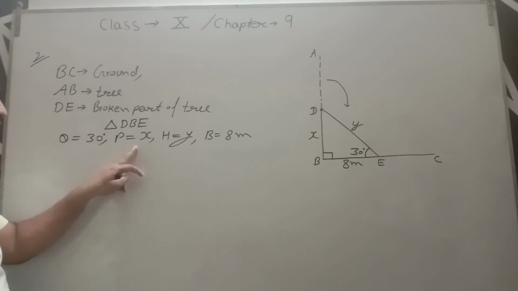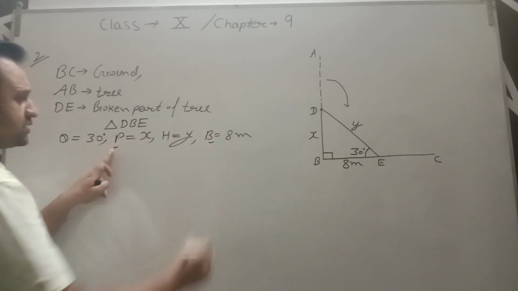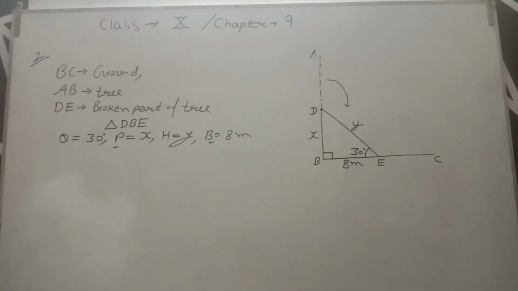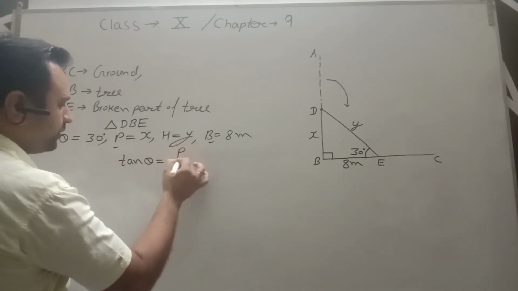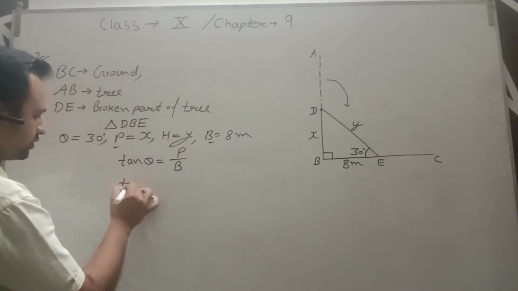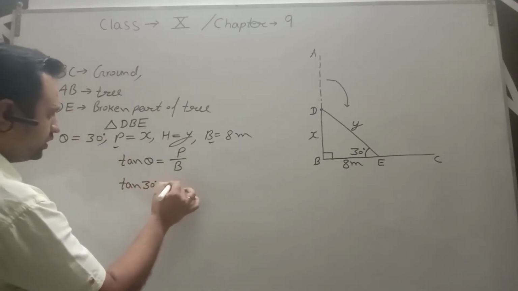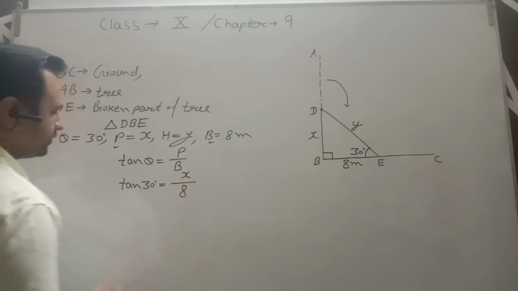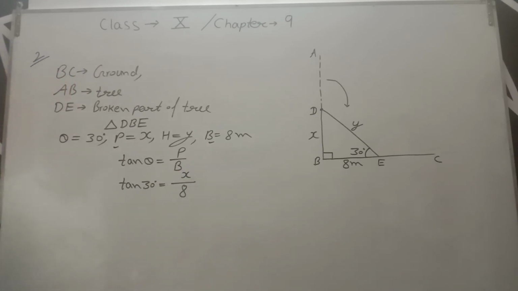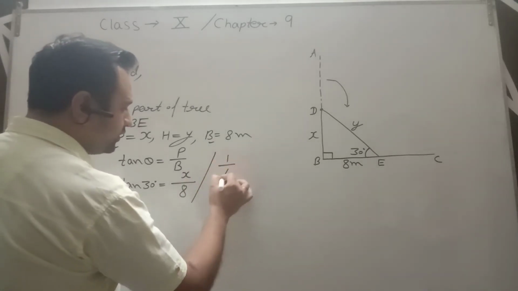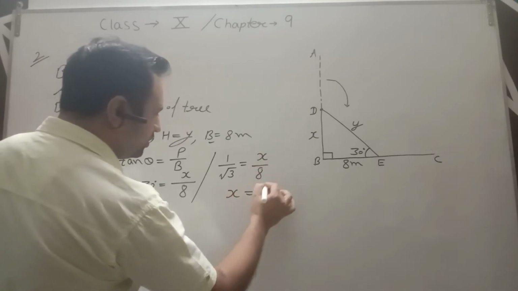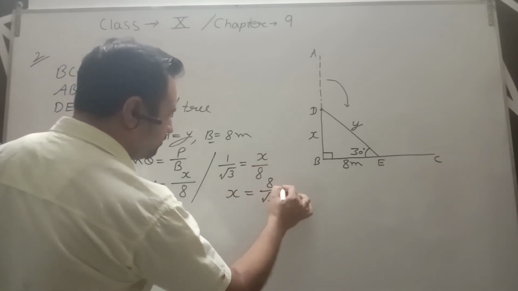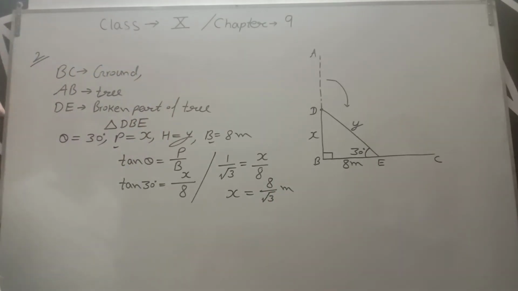So we have to find a trigonometric ratio in which perpendicular and base both are considered. And obviously the trigonometric ratio is tan theta. Tan theta is equal to perpendicular upon base. Put the value: tan 30 degree is equal to x upon 8. What is the value of tan 30 degree? Yes, tan 30 degree value is 1 upon under root 3, and after calculation x is equal to 8 upon under root 3 meter. Now we have to find out y.